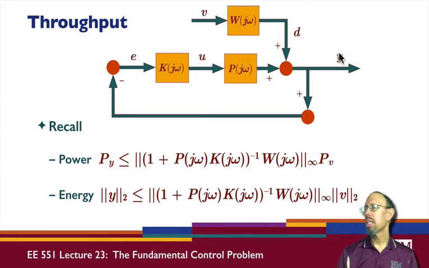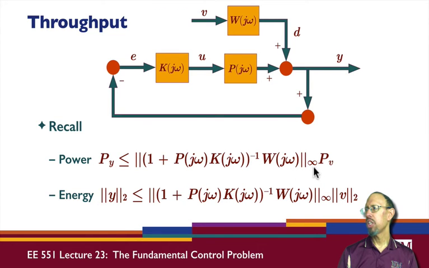the power of Y can be shown to be less than or equal to something times the power of V, the input. And that something is this transfer function. So notice it includes the W. It also includes the K. All right. So if V is a power signal, then we have this inequality. If V is an energy signal, that is finite energy, then we have this energy inequality.